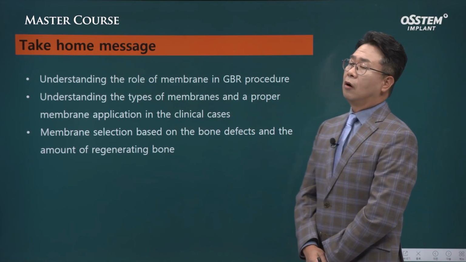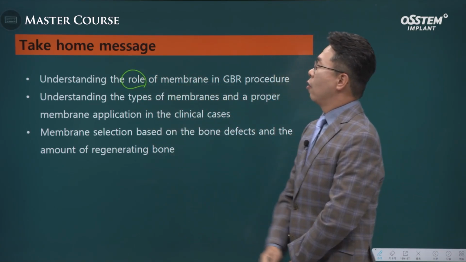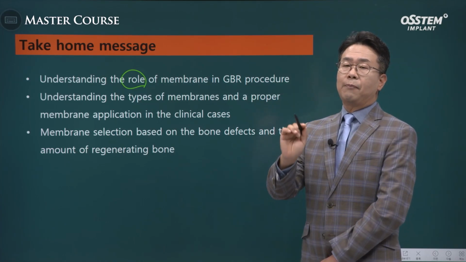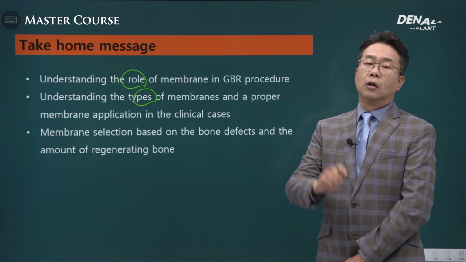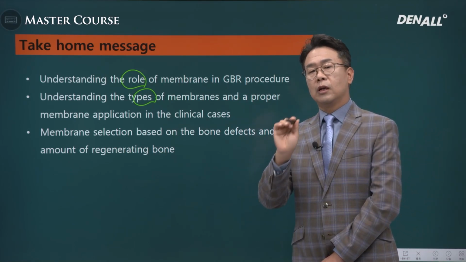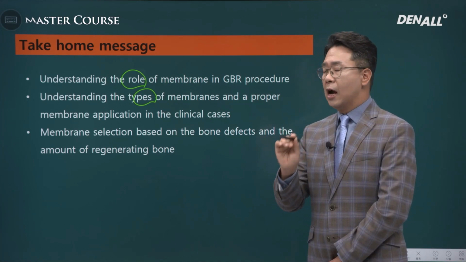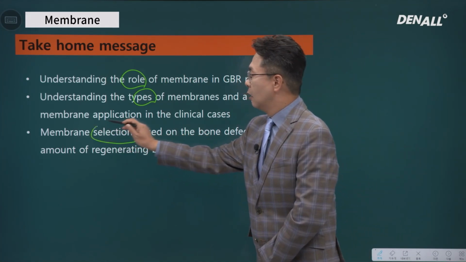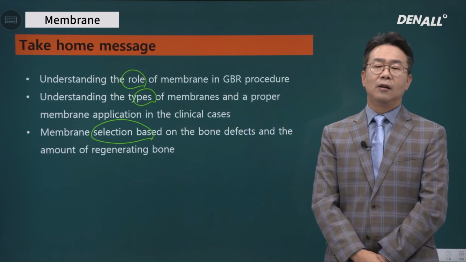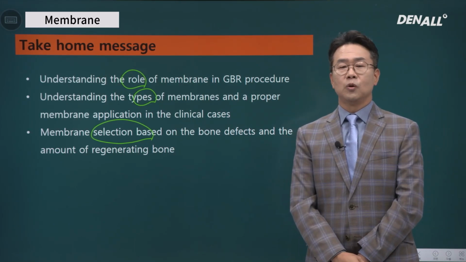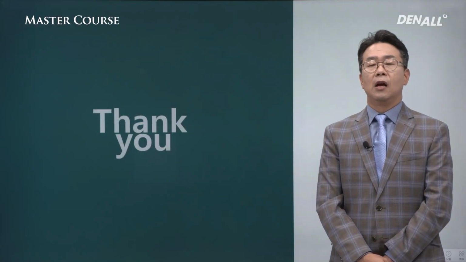Moving on to conclusion, first you need to understand the role of membrane. You need to understand this. Also, you need to understand the different types of membranes. Following the amount of bone defect and the bone regeneration that we hope to achieve, you need to choose accordingly, and then you'll be able to get good clinical results with membranes.